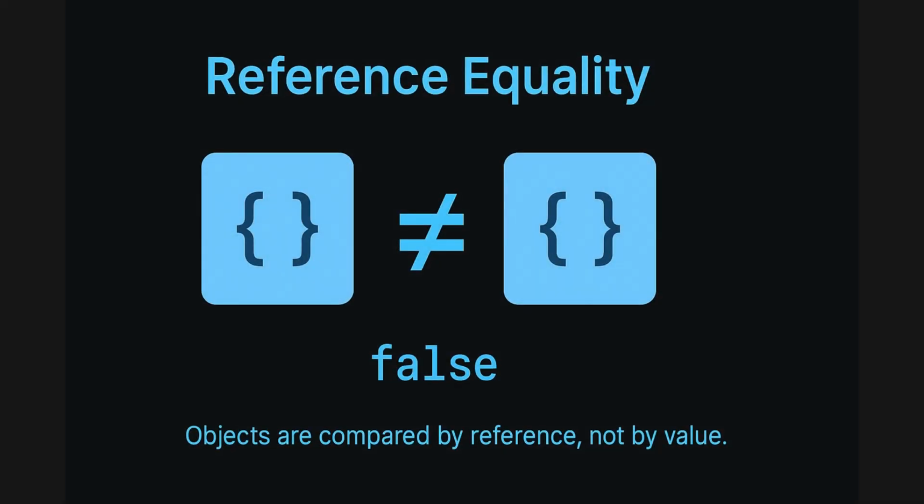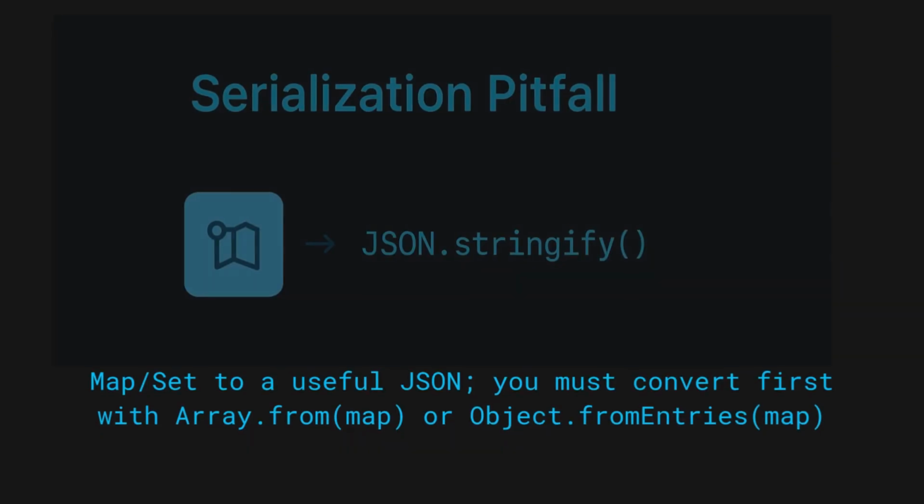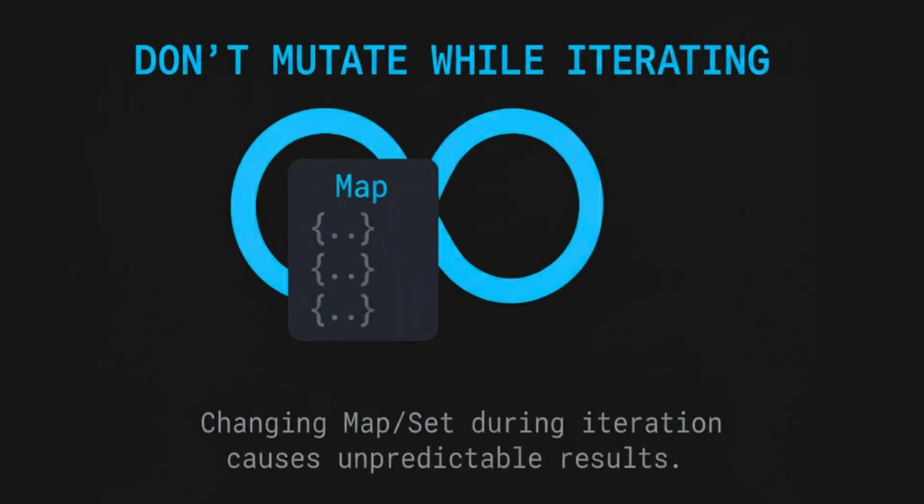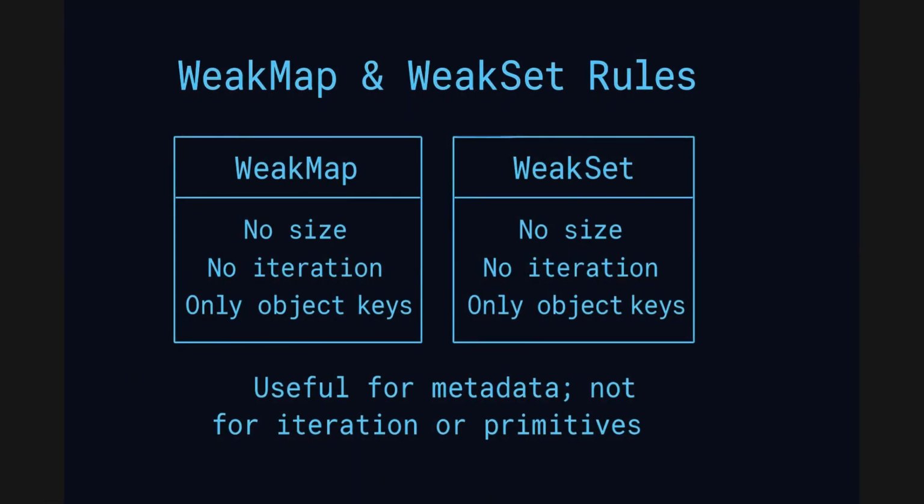Pitfalls to remember. Reference equality: object keys and values are compared by reference. Serialization: JSON.stringify won't convert a Map or Set to useful JSON, you must convert first, for example Array.from, or Object.fromEntries for a Map, only if keys are strings. Mutation and iteration: don't mutate a Map or Set while iterating it, as results are unpredictable. WeakMap and WeakSet: no iteration, no size, only object keys, and WeakSet values must be objects.